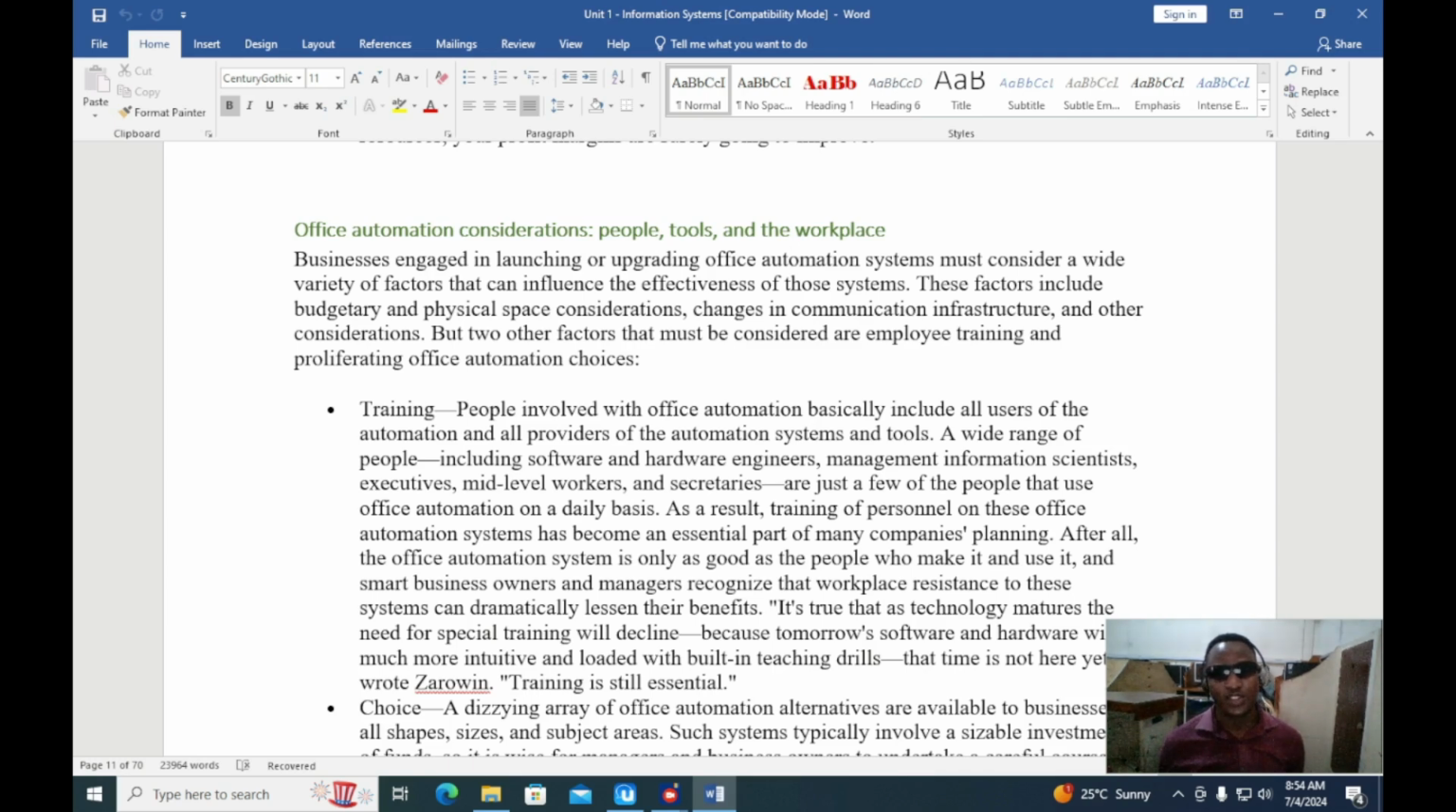The factors that we need to consider include the budget, the physical space, and the changes in communication, in terms of the infrastructure used in communication. We also need to look at some other considerations. But there are two more factors that must be considered, and these are employee training and what we call the proliferation of office automation choices.